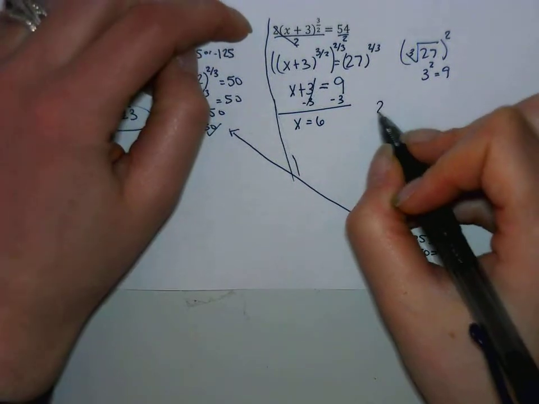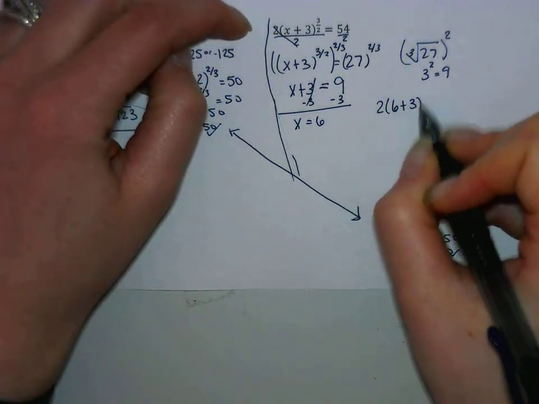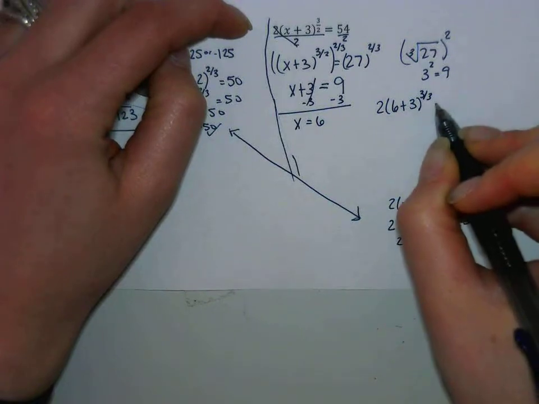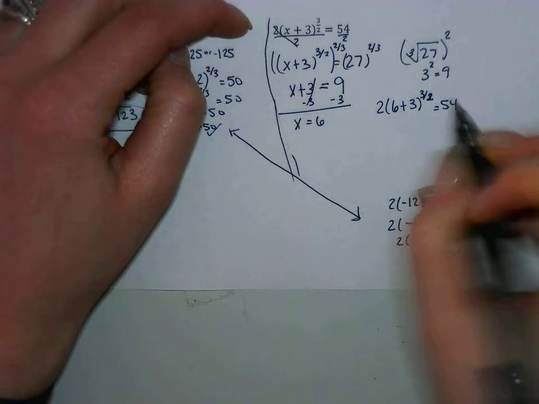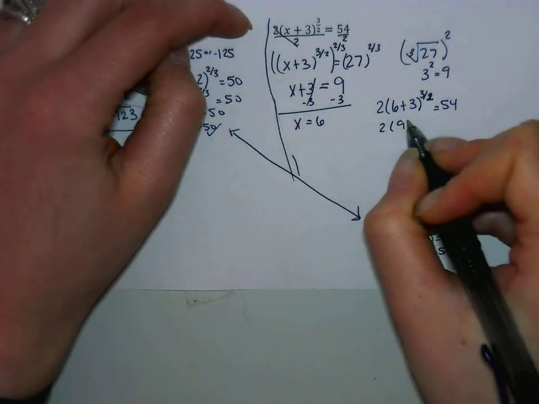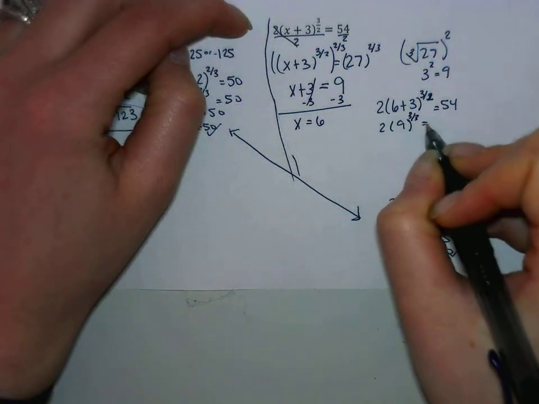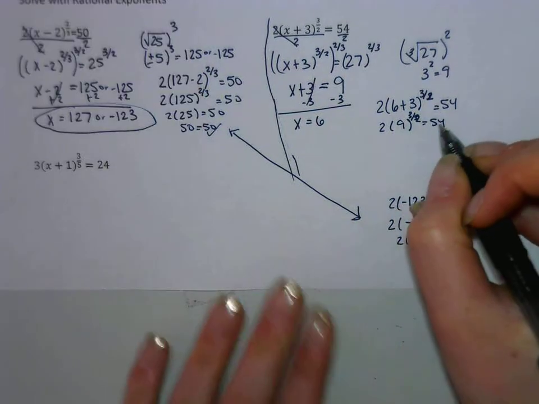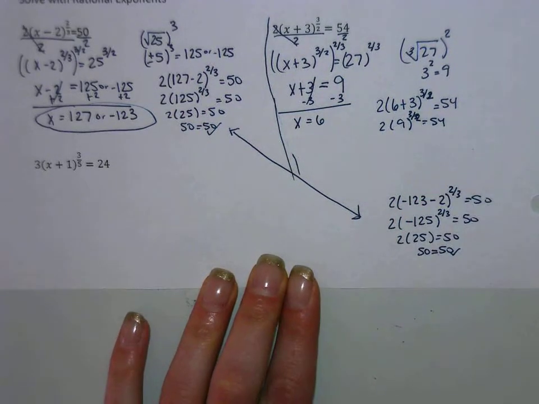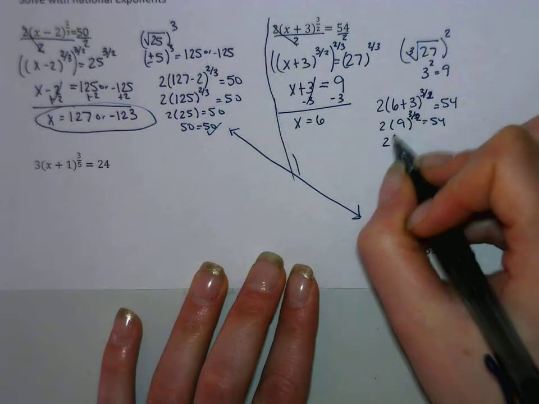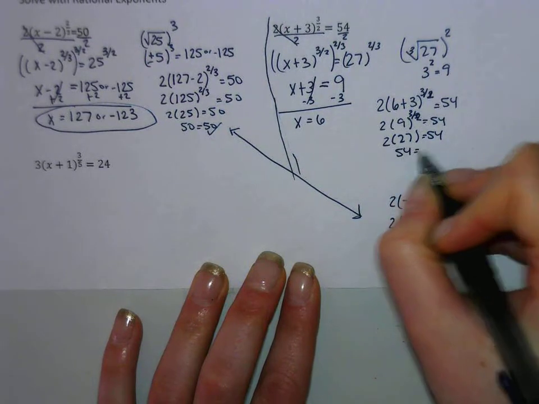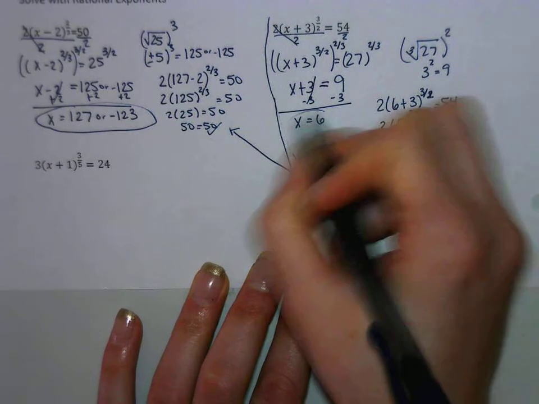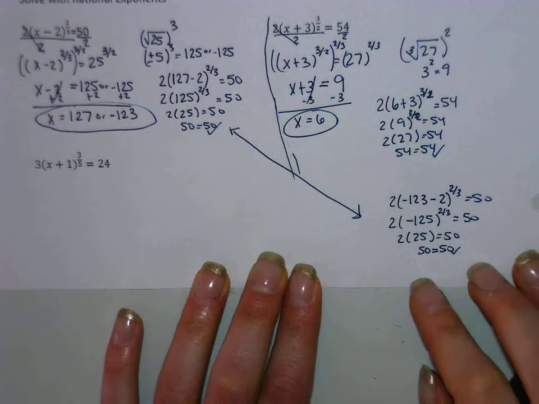So we have 2 times 6 plus 3 to the 3/2, which equals 54. And 2 times 9 to the 3/2 equals 54. So 9 to the 3/2 is 27. And 2 times 27 is 54. So 54 does equal 54. So we know our answer equals 6.